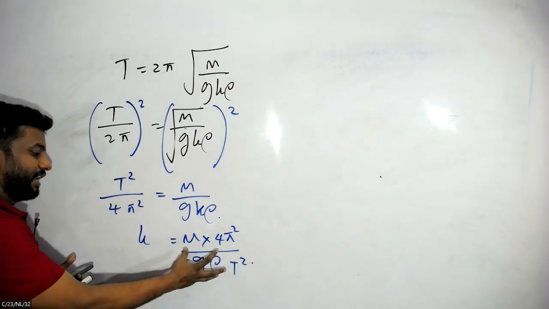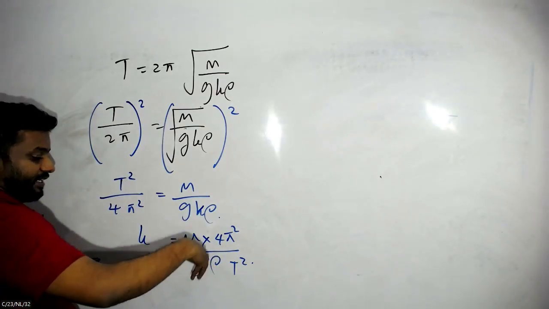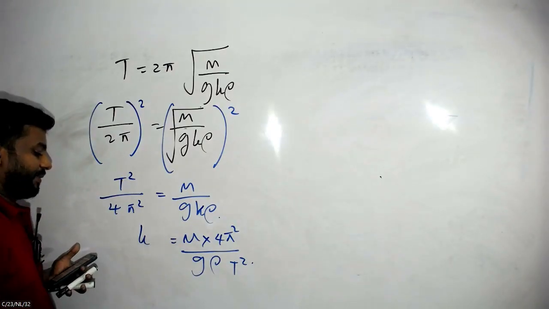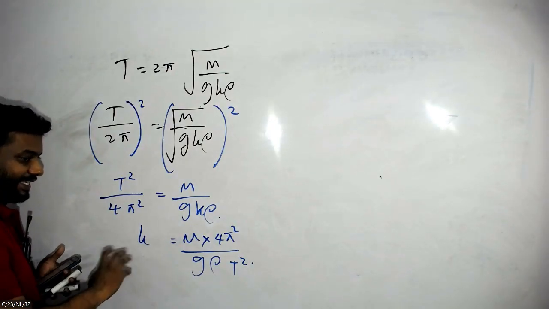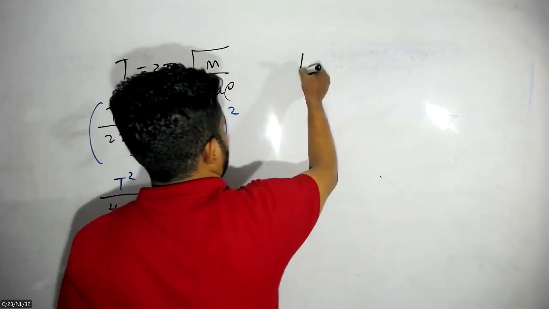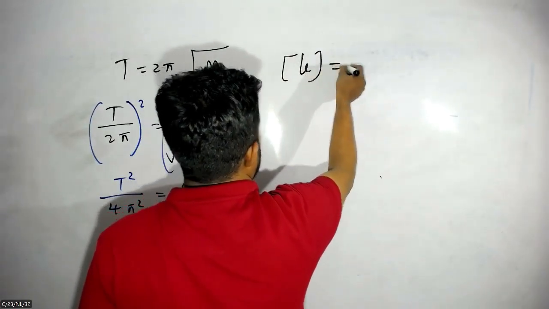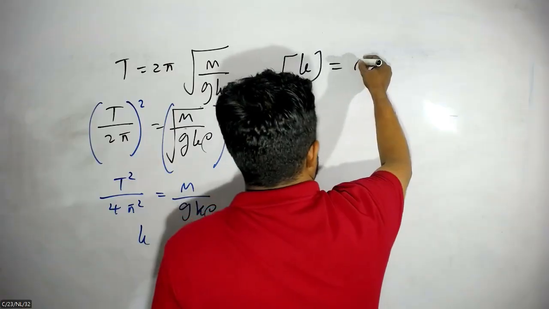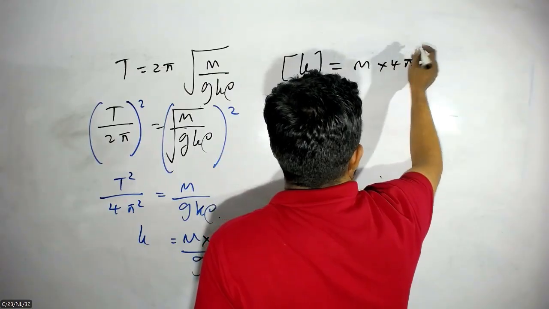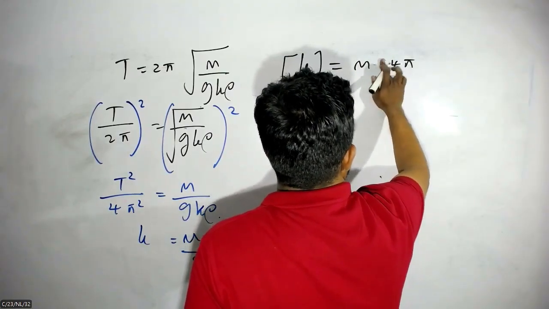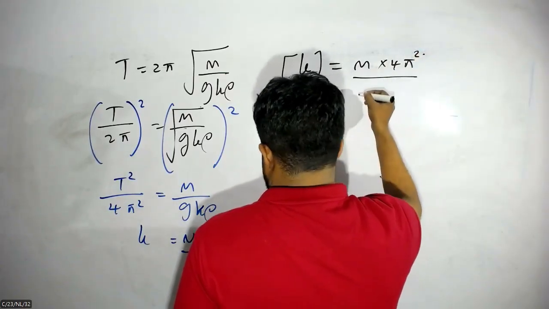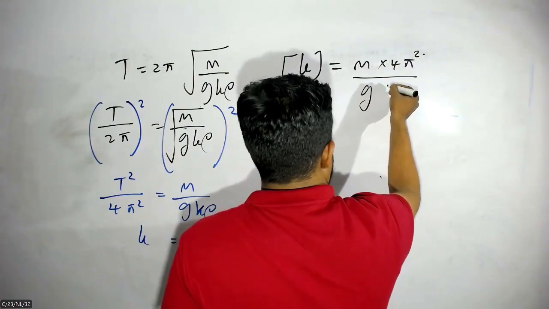Now, if this equation is a correct equation, dimensions at both sides should be equal, right? The dimensions at the RHS and the dimensions at the LHS, left side, should also be equal, right? Then you can write here: dimensions of capital K should be equal to dimensions of capital M into 4 into π squared over g ρ T squared.